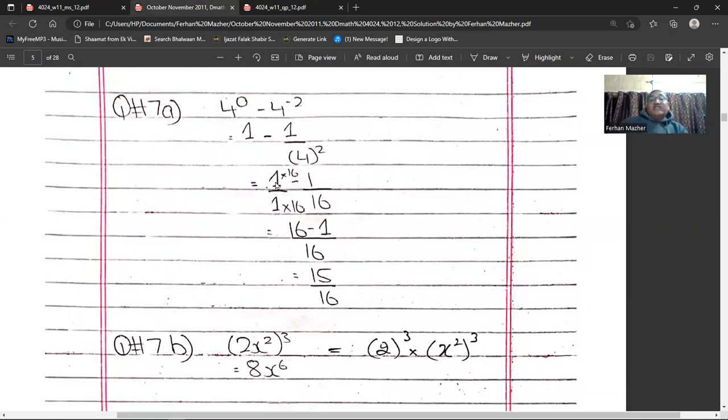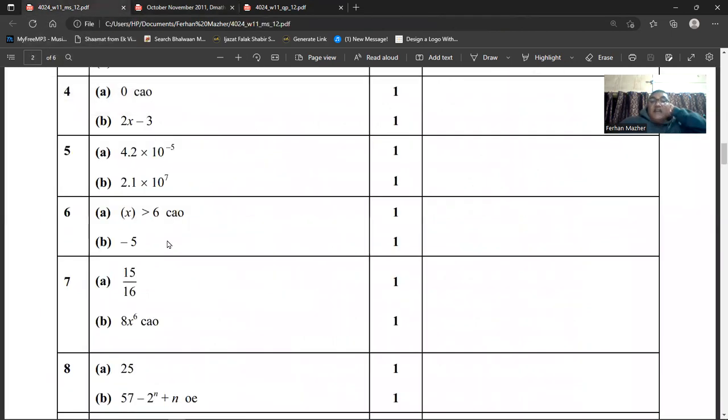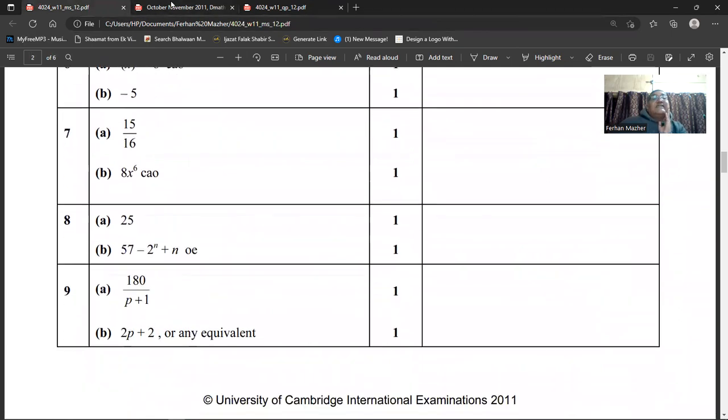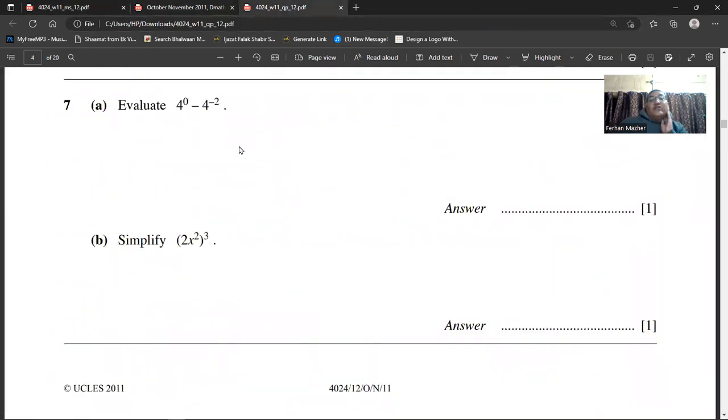Then, because these are two fractions which are subtracting, I will make their denominators the same. For that purpose, I will multiply numerator and denominator both by 16 in the first fraction. So now you will have 16 minus 1 divided by 16. That's 15 by 16. Question number 7, A part, 15 by 16 is the right answer, sir. Okay, so we are going to the next part.